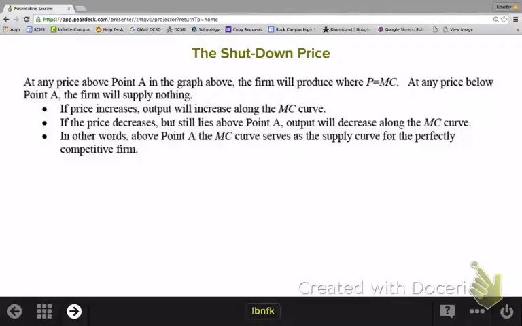So the supply curve for a perfectly competitive firm is derived in that way. Going from point A, where it will begin to supply in the market, and then going along the marginal cost curve above that point is the quantity it will supply. So the marginal cost curve above point A is the supply curve for the individual perfectly competitive firm.